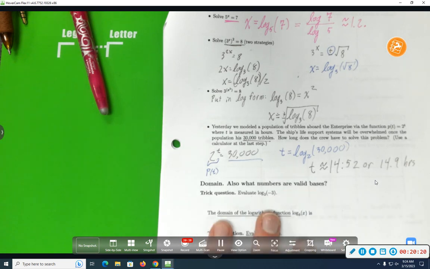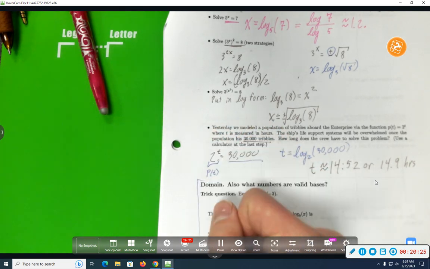So let's address some subtleties about logs. First, let's think about domains.